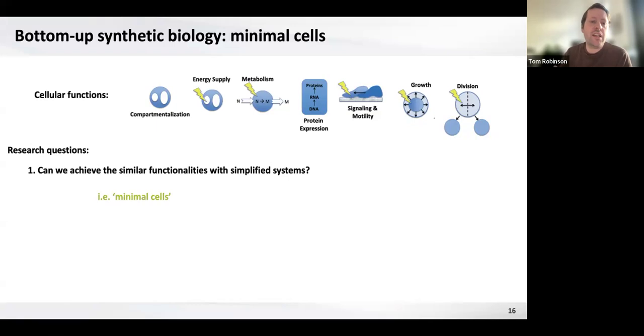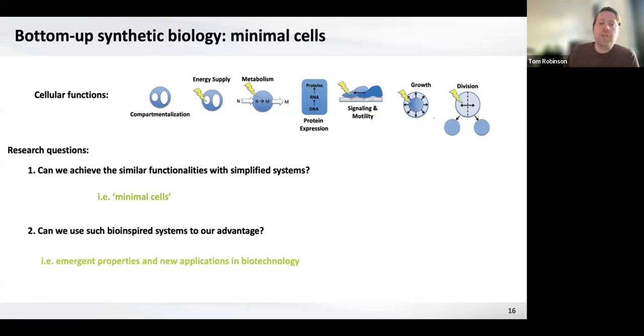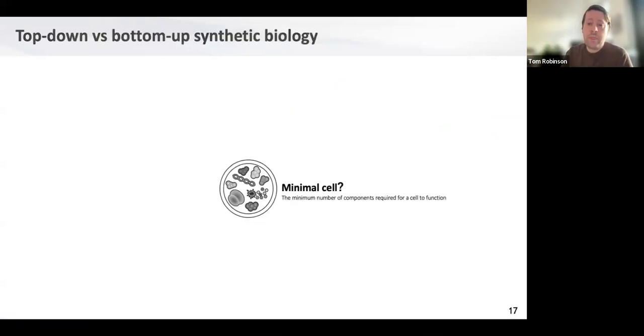And this brings us to the idea of what a minimal cell is. The second question is, can we use such bio-inspired systems to our advantage? So, can we find new applications in biotechnology or biomedicine, for example?